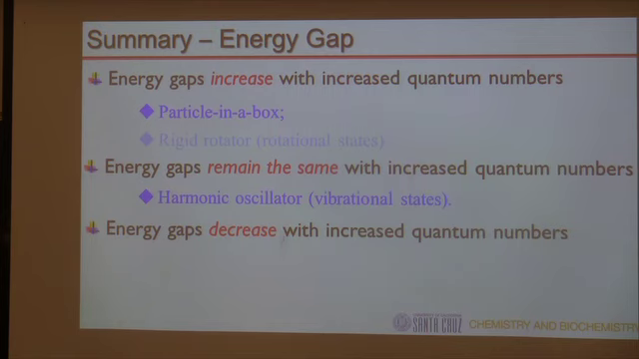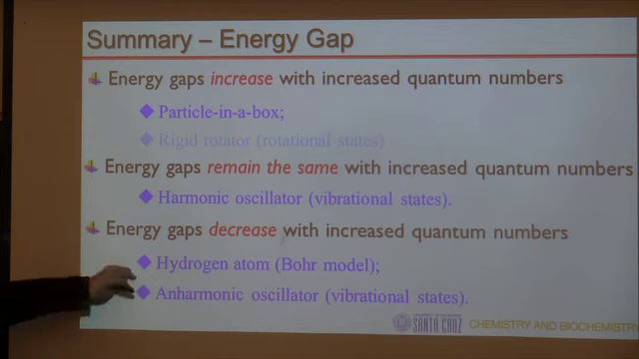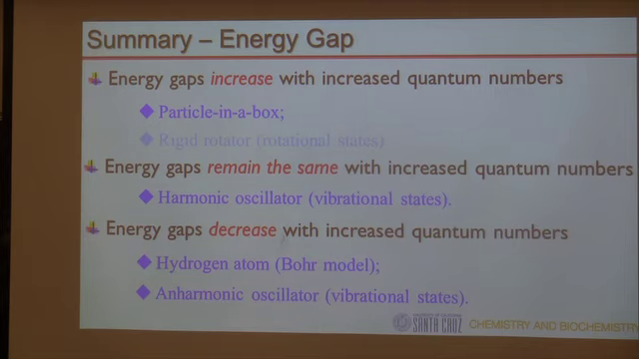Is it the hydrogen atom? Hydrogen atom, based on the Bohr model, the energy levels get closer, closer, closer. That's why when you see the lines, they get closer and closer. The second one, the anharmonic oscillator, pretty much represents some real diatomic molecules.